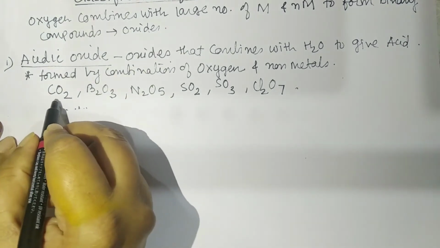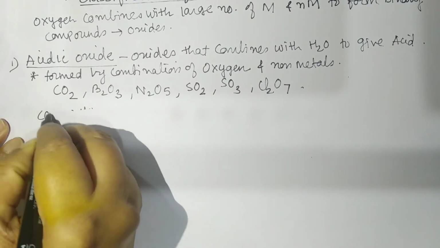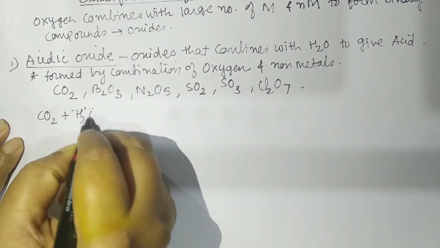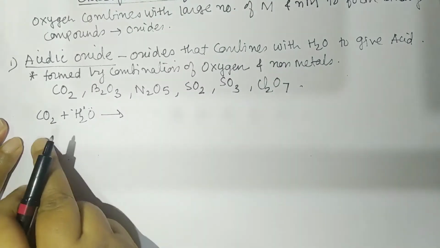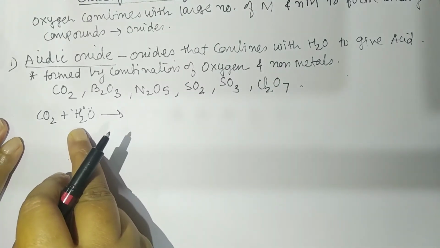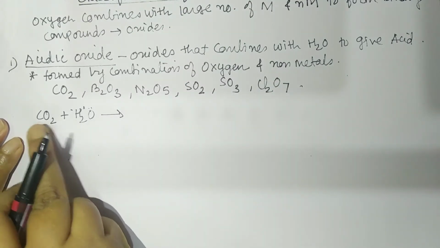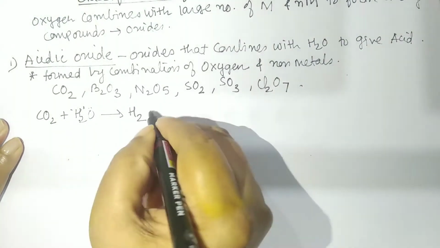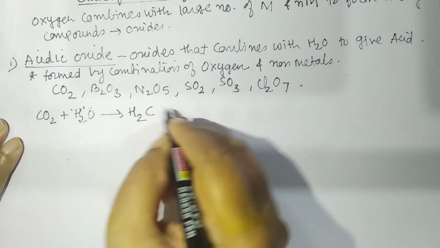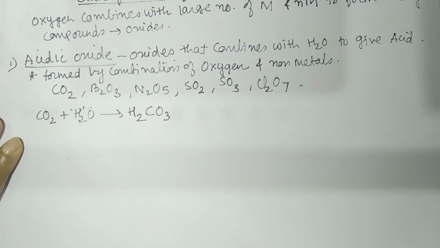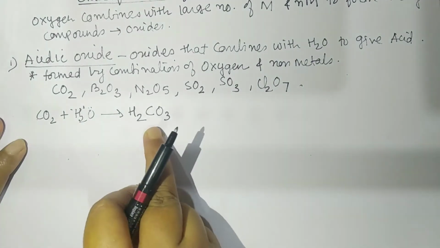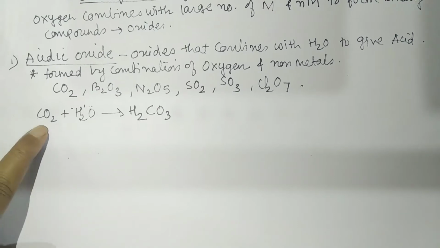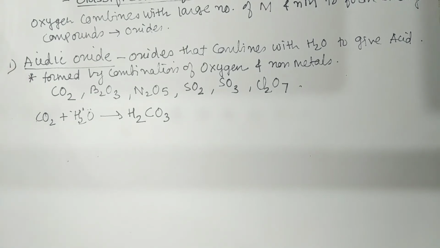Let us try first for this. Carbon dioxide plus water. What will it give you? Simply it is a combination reaction, students. So you have to write H2CO3, which is H2, then C and O3. This is carbonic acid, and this is an acid. Therefore, carbon dioxide is an acidic oxide.